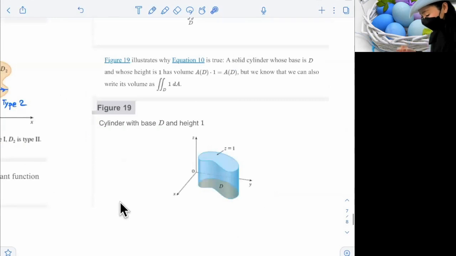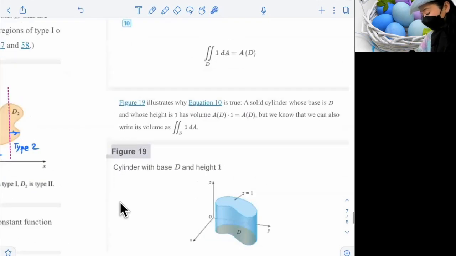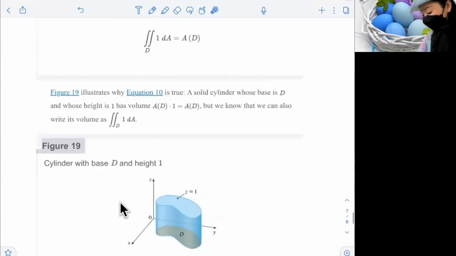Okay, we're almost done. What happens when you integrate? Okay, think about this. What happened? The function you integrate here is 1, and you integrate that over a region, say D.